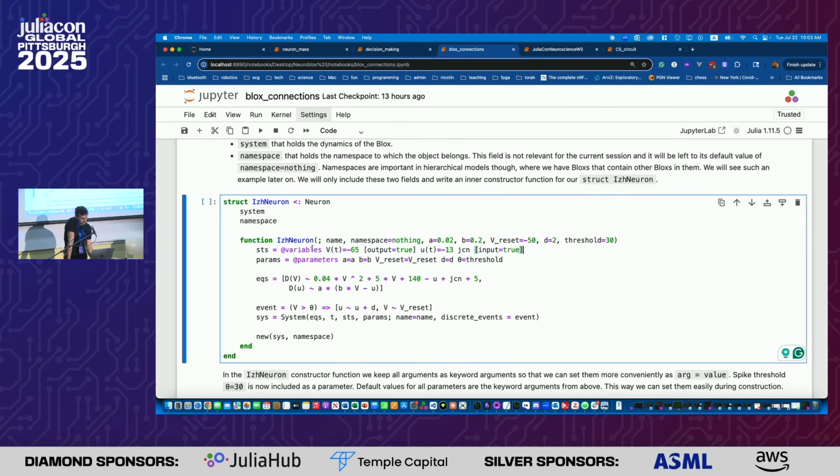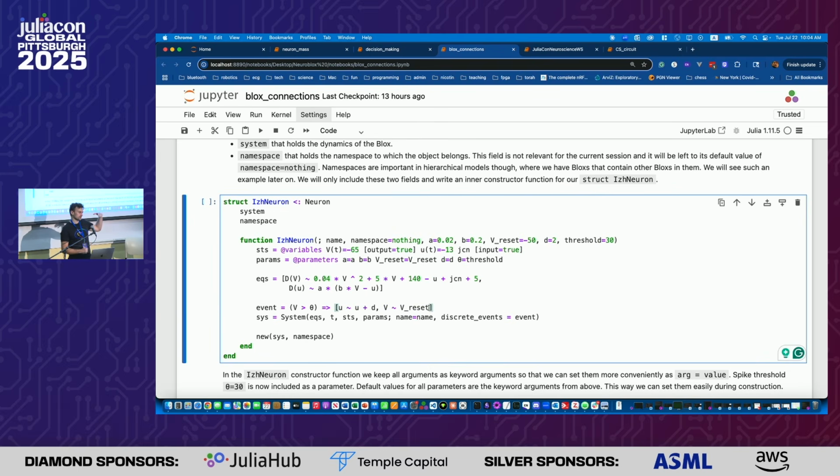So in this case, he chose the initial voltage is 6.5, and this output equals true says that the voltage is an output. Like in this Izhikevich neuron, the voltage is one of the outputs, and the JCN variable is an input. So then it's governed by these equations with these parameters here. And here he put an event so that when the voltage exceeds some threshold theta, then this U variable is incremented. It goes to U equals U plus D, and V is reset to this reset potential.